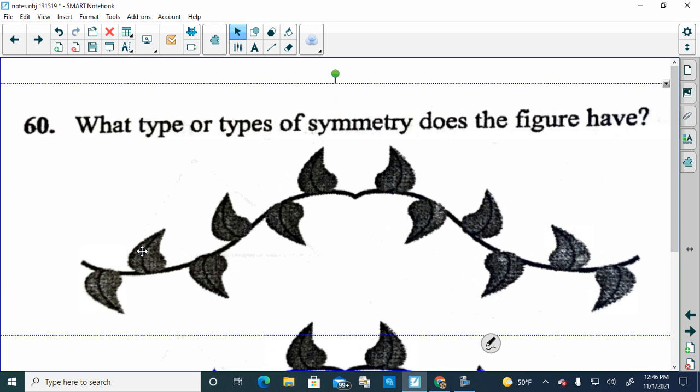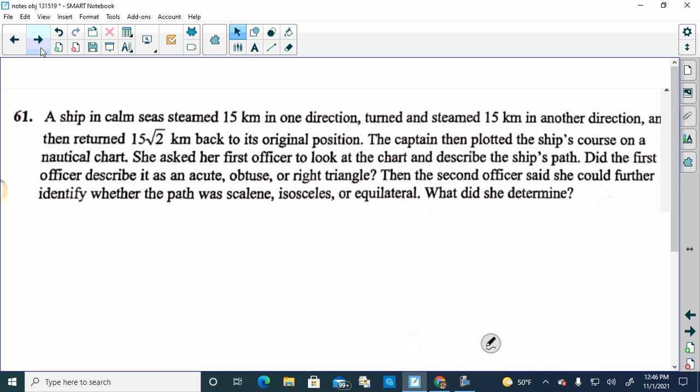So just reflection. On the ones that have rotation, actually I have one on here, so we'll just wait until we get to that. Next one. Do not want you to write, obviously, that whole thing. But this is the one that we just did. So number 61, you're going to write 15, 15, and 15 rad 2, which should look very familiar to you. So 15, 15, and 15 rad 2.